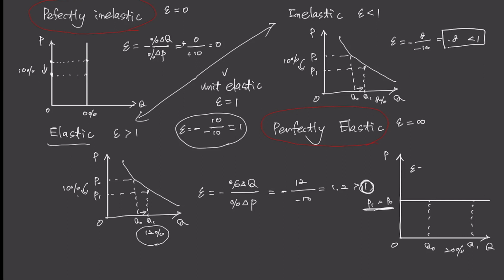Again, we look at negative percentage change of Q over percentage change of P. The percentage change of P is 0, right? And the increase in Q is, let's say, 20%. So 20 over 0, and this is a negative 0, so the negatives cancel out. Some value divided by 0 is a huge number, so that's infinity.